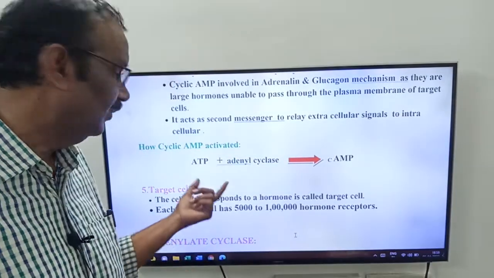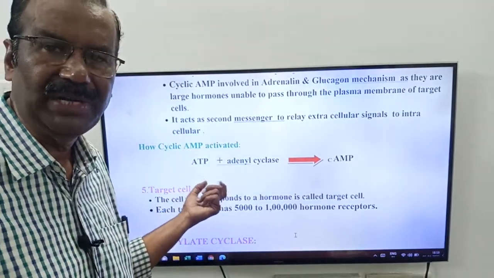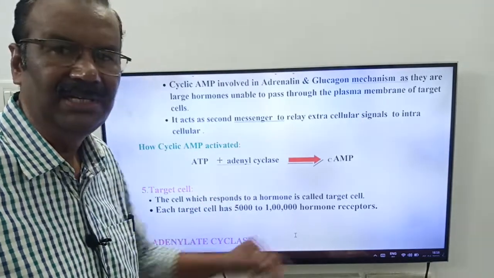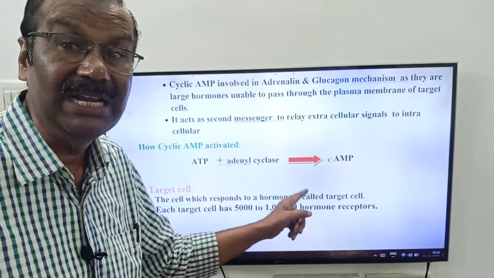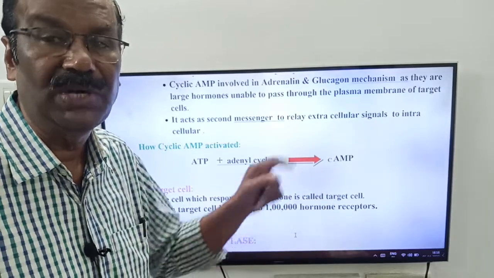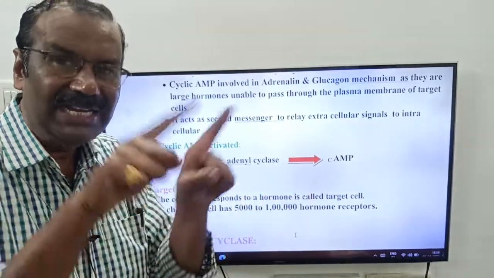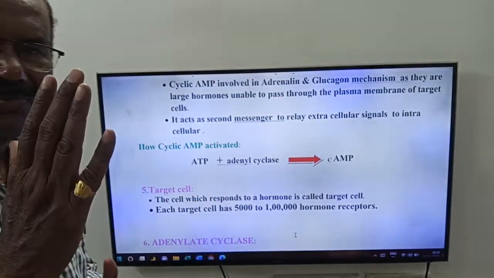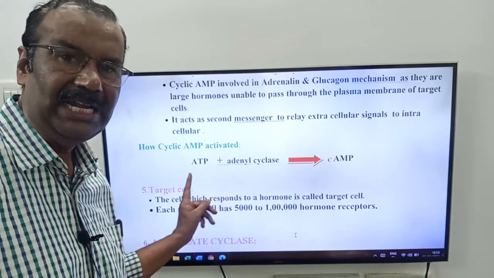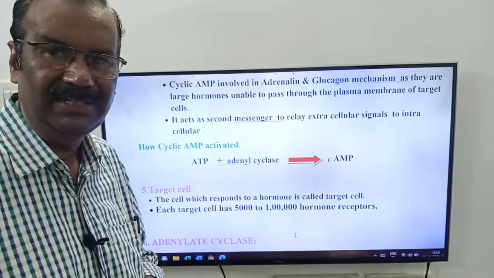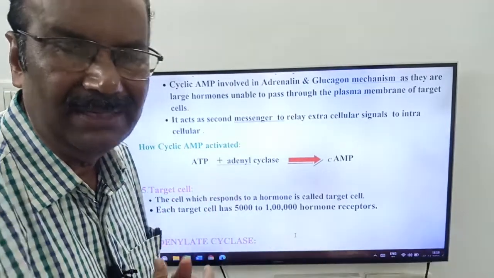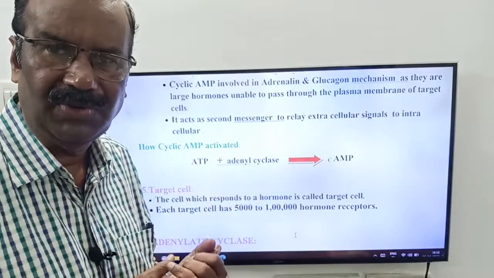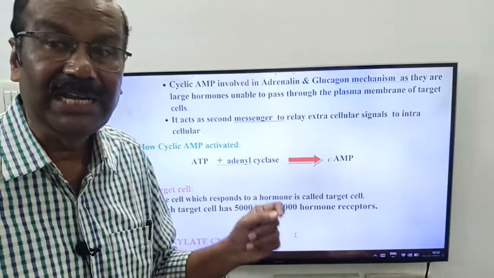ATP. What is ATP, friends? Adenosine triphosphate. In the presence of an enzyme, what is that? Adenyl cyclase converts it into cAMP, cyclic adenosine monophosphate. It is not linear, friends. It is cyclic in manner. So in the presence of one enzyme, adenyl cyclase, ATP, adenosine triphosphate, loses two phosphates, inorganic phosphates, and is converted into cyclic AMP.